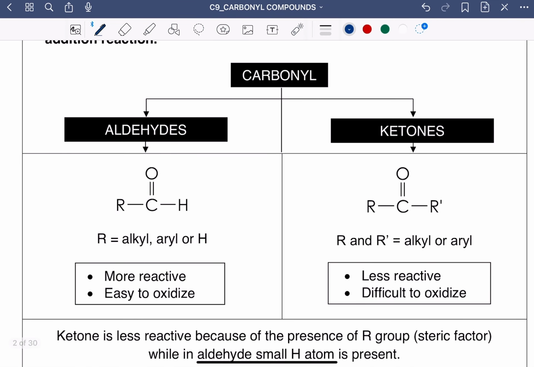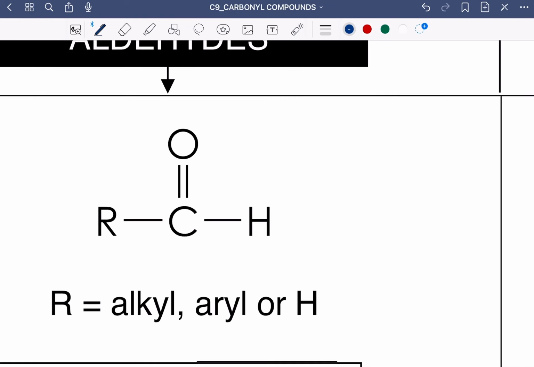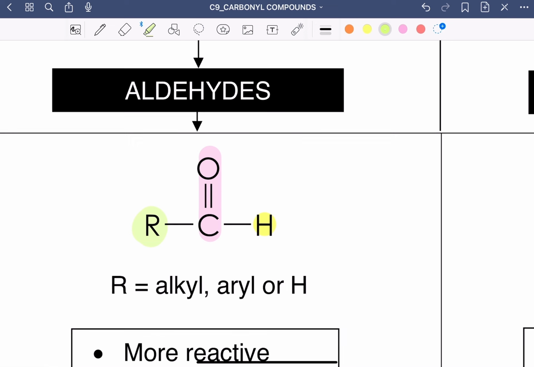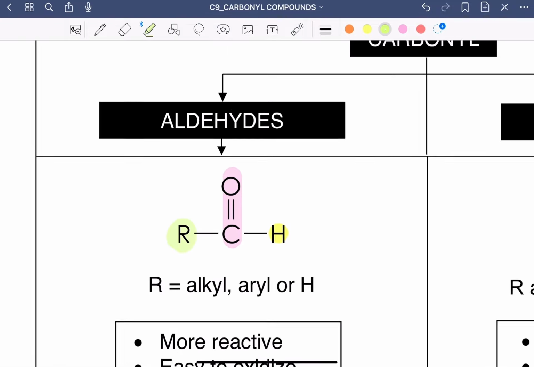So how do we identify the compounds of aldehydes and ketones? For aldehyde, this is the structure where we have C double bond O, and the carbon must attach with one hydrogen. And then the rest is the parent chain. So R could be anything. It could be benzene, a long carbon chain, a short carbon chain, or it could be H as well.